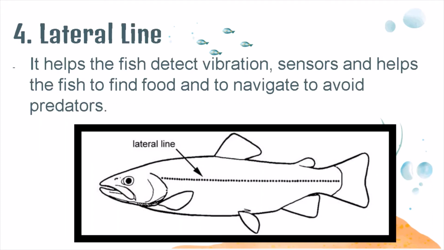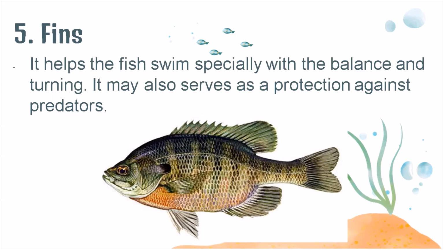Lateral line. It helps the fish detect vibration, sensors, and helps the fish to find food and to navigate to avoid predators. Fins. It helps the fish swim. The large muscles of the body actually do most of the work, but the fins help with balance and turning. In some fish, the fins are large and spiny and help protect the fish from its predators.